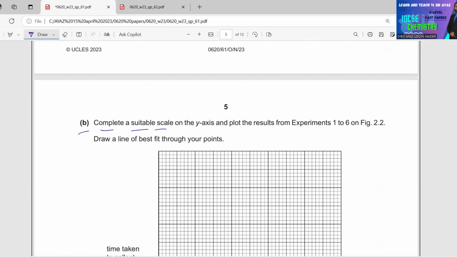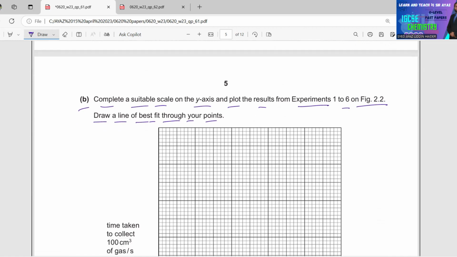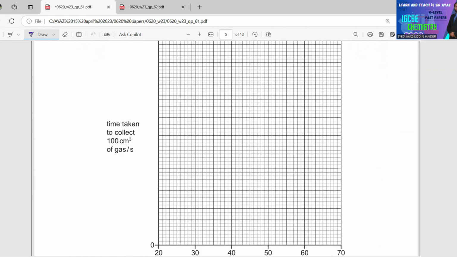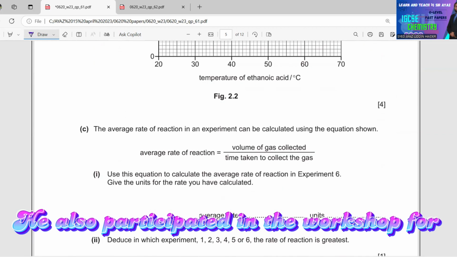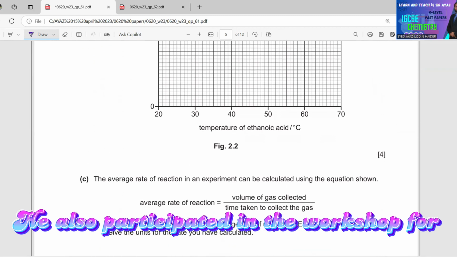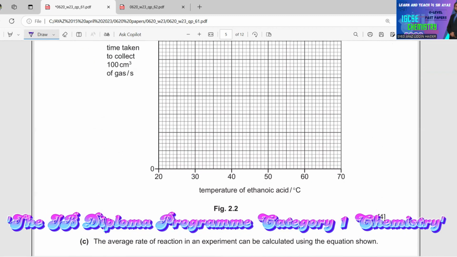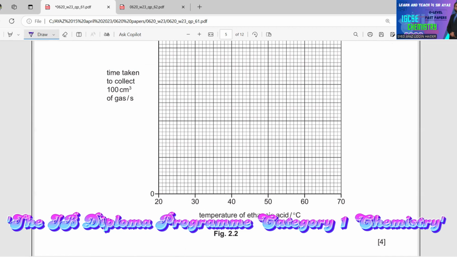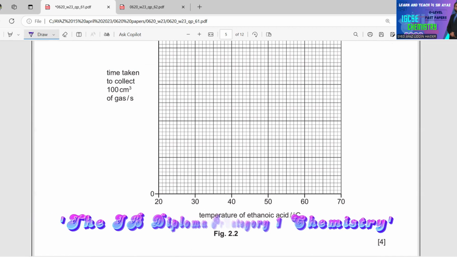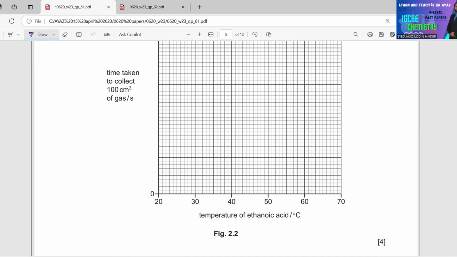B. Complete a suitable scale on the y-axis and plot the results from experiment 1 to 6 on figure 2.2. Draw a line of best fit through your points. So you have time taken to collect 100 centimeter cube of gas S and the temperature of ethanoic acid on the x-axis. So we have 26.5, and you have to show seconds also.